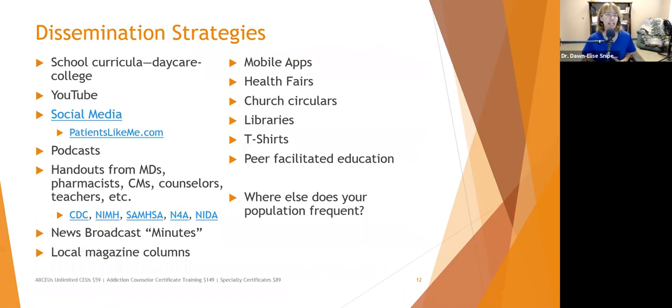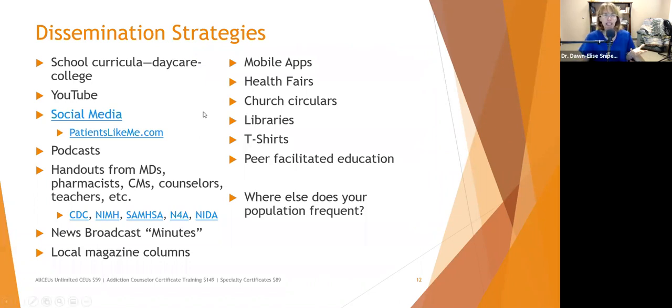Peer facilitated education is something else that's super effective that we're just now starting to use more. Peer facilitated education can be really helpful because the person who's communicating the information has been in the patient chair and knows the questions that came to them, so they can be a little bit more forearmed when they're working with somebody who is just now getting that diagnosis.